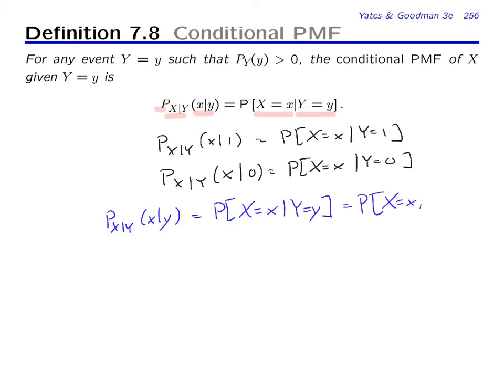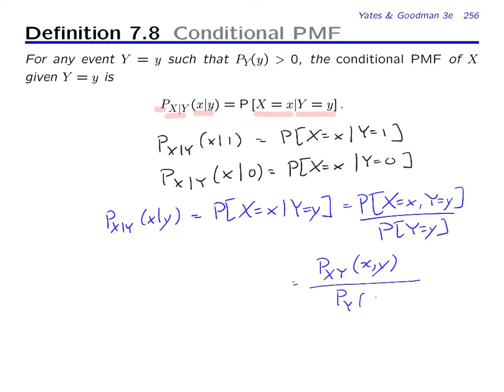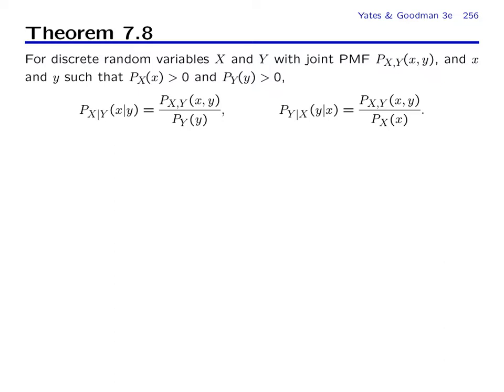From the definition of conditional probability, we can write these conditional PMFs as the probability of the joint event over the conditioning event. However, each of these quantities can be expressed in terms of PMFs. The numerator is the joint PMF of X and Y at little x and little y, and the denominator is the PMF of Y at little y. And here we have our representation of the conditional PMF as the joint PMF divided by the marginal PMF. So this result is derived in this theorem.